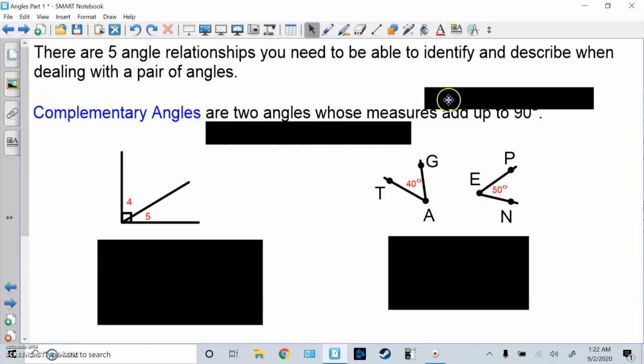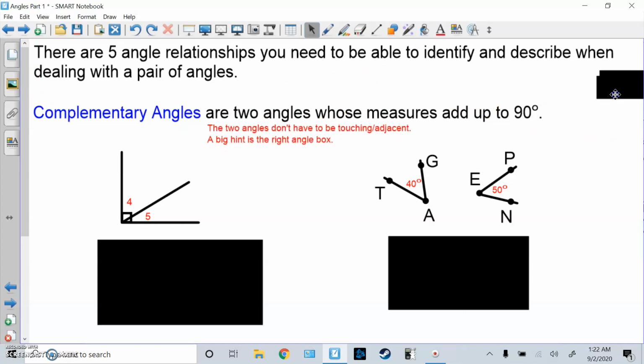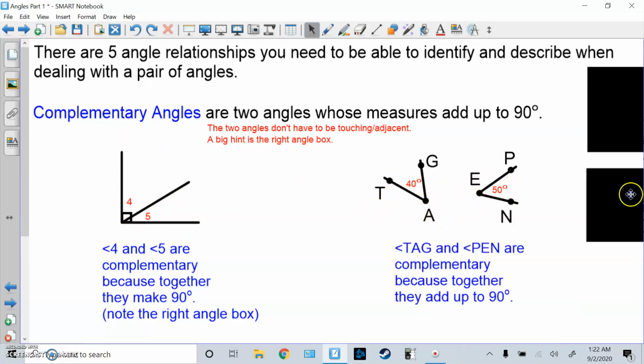Alright, next we have complementary angles. Complementary angles are two angles whose measures add up to 90 degrees. The two angles do not have to be touching or adjacent, and a big hint is the right angle box. So like in this first picture, angle 4 and 5, they are complementary because together they make 90 degrees. These two make this right angle box right here. See that 90? So these are adjacent, they're touching. Here, these are non-adjacent, non-touching angles, but these are also complementary because if you do 40 plus 50, you get 90.